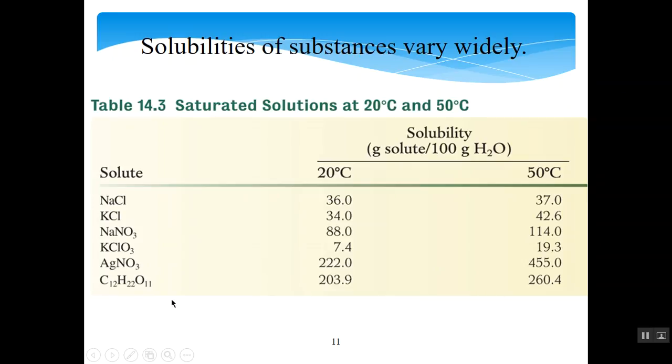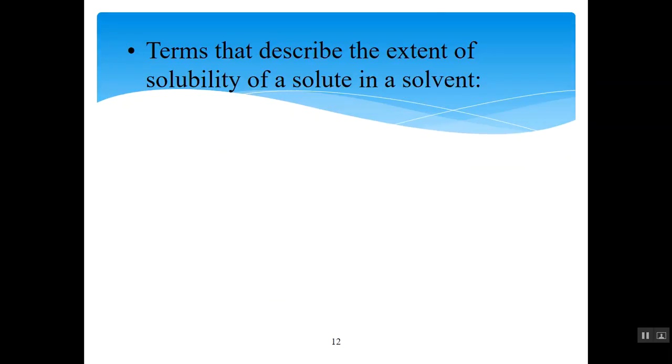But of course, you can have other situations where the solubility increases drastically, as in the case of, let's say, silver nitrate. Its solubility at 20 degrees is 2.0 grams per 100 grams of water, and then it's more than doubled when you increase the temperature to 50 degrees. So this is one factor we're going to look at, how temperature affects the solubility. We're going to look at that shortly.